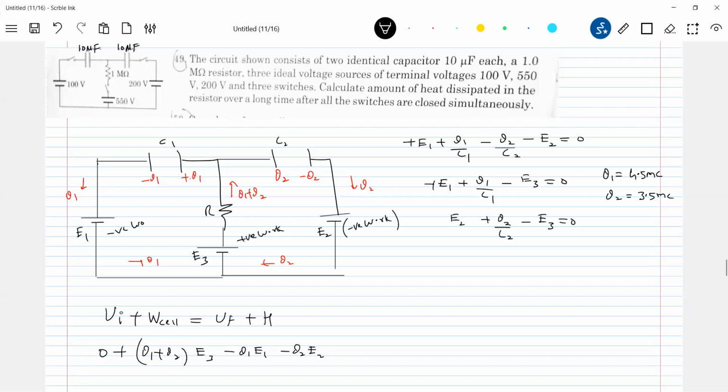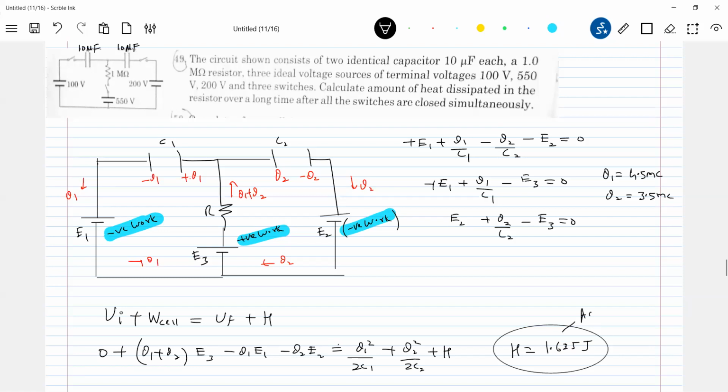Negative work. So minus Q2 E2. This is plus the energy in the circuit, Q1 squared by 2C1 plus Q2 squared by 2C2, plus H. Solve all this, and you'll get the expression for the heat generated. The answer will be 1.625 joules. Check the calculation, you'll get it.